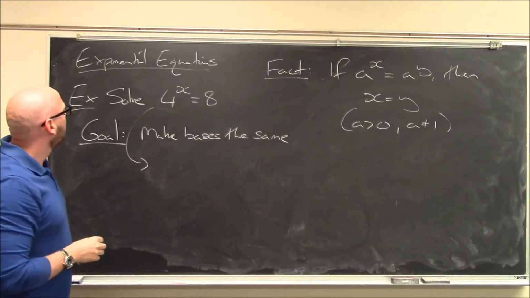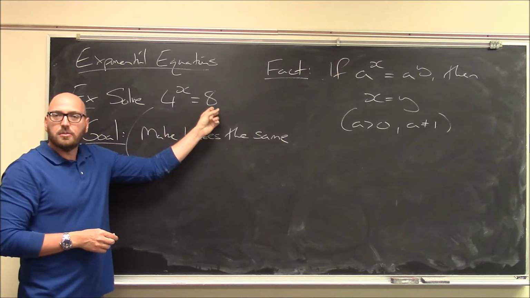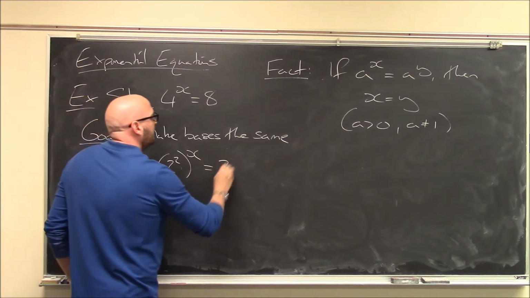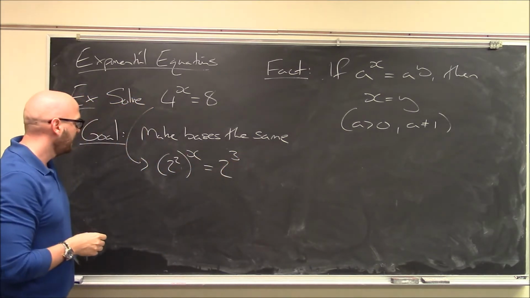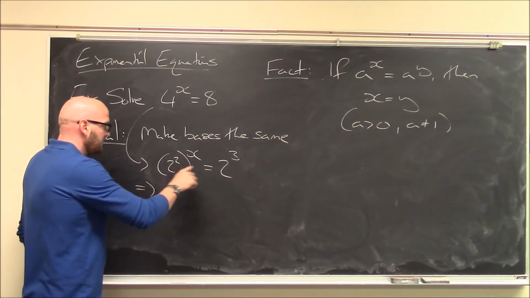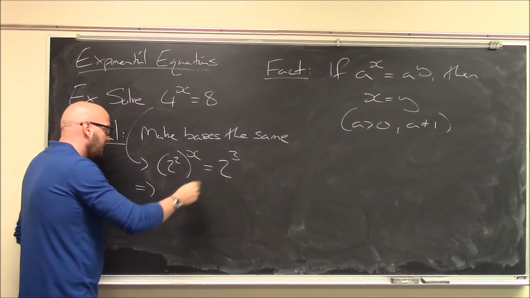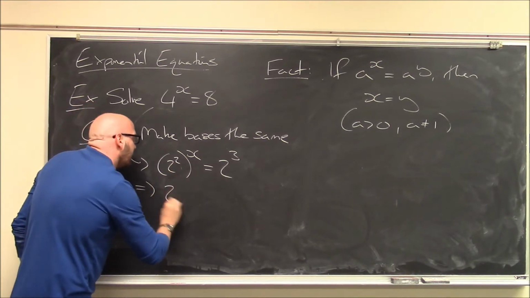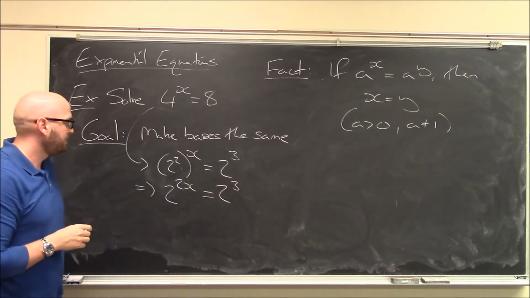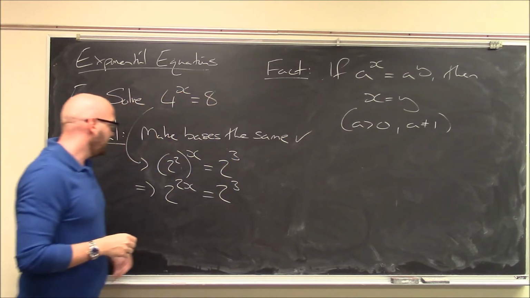How am I going to do that? Well, I'm going to realize that 4 is actually a power of 2, right? It's 2 squared, and 8 is also a power of 2. It's 2 cubed. So this is 2 squared to the x equals 2 cubed. And if I just use my properties of exponents now, I will actually have the same bases, right? What does repeated exponentiation mean? Well, it means I need to multiply these together, right? That's how we handle repeated exponentiation. So this is actually 2 to the 2x equals 2 cubed. And our goal, making the bases the same, is accomplished.